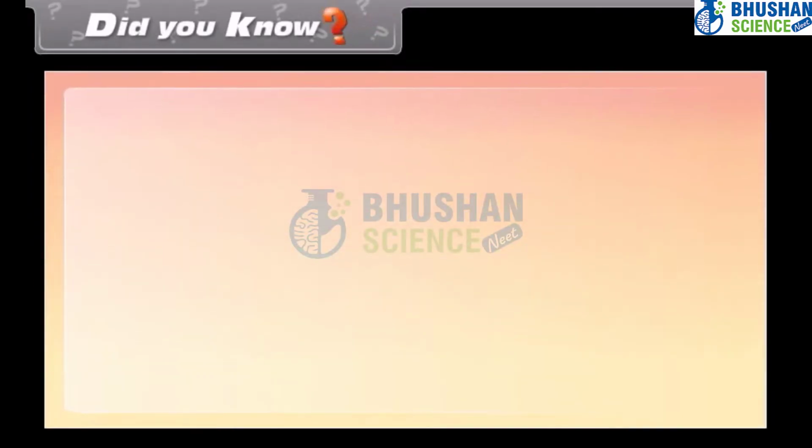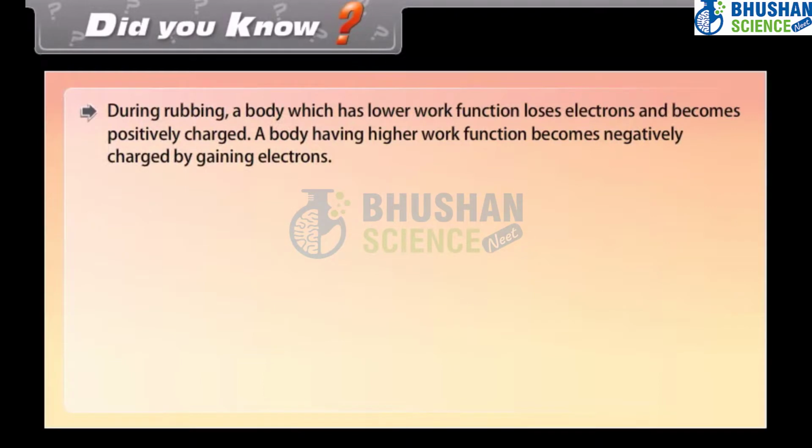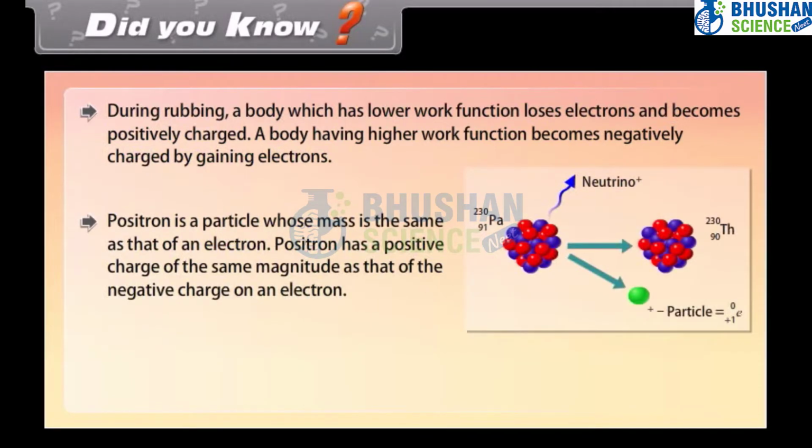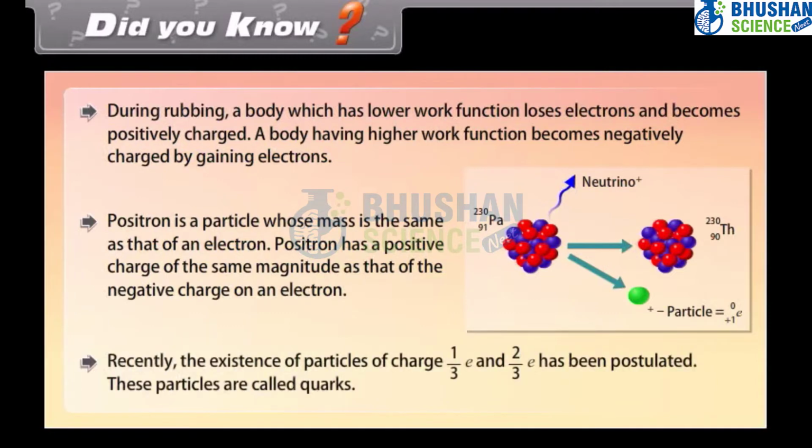Did you know? During rubbing, a body which has lower work function loses electrons and becomes positively charged. A body having higher work function becomes negatively charged by gaining electrons. A positron is a particle whose mass is the same as that of an electron, with a positive charge of the same magnitude as the negative charge on an electron. Recently, the existence of particles of charge 1 upon 3 e and 2 upon 3 e has been postulated. These particles are called quarks.